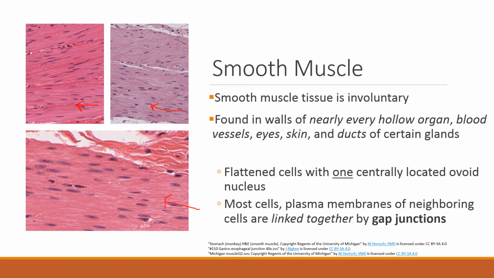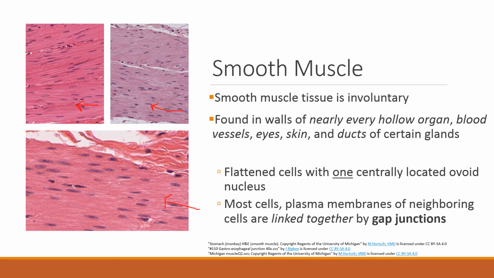Smooth muscle is found in the walls of nearly every hollow organ in the body. It's found in your blood vessels, where it helps the blood vessels to have a smaller diameter or a larger one. It's in your eyes, controlling how much light comes into your eye and hits your retina. It also controls the position of your lens in your eye so you can focus on things that are close or far away. There's smooth muscle in your skin. Every time you get goosebumps, that's a response to smooth muscle pulling on your hair follicles and making your hair stand up. It's also in the ducts of certain glands, and it helps those glands to secrete.